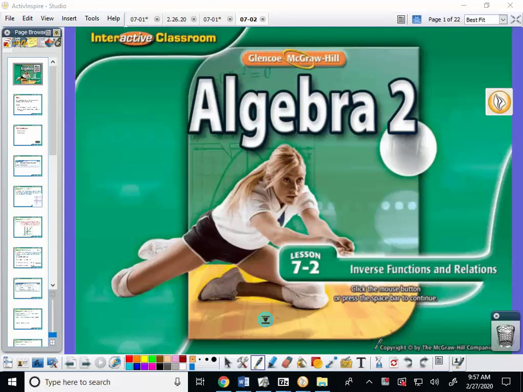Section 7.2. This is inverse functions and relations. So let's first talk about an inverse.